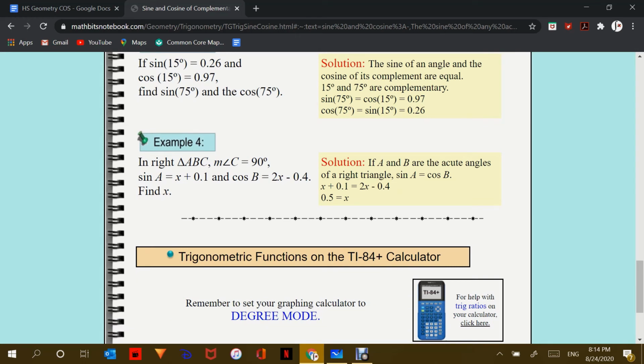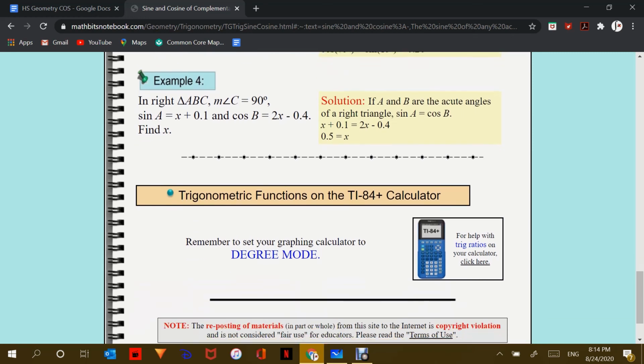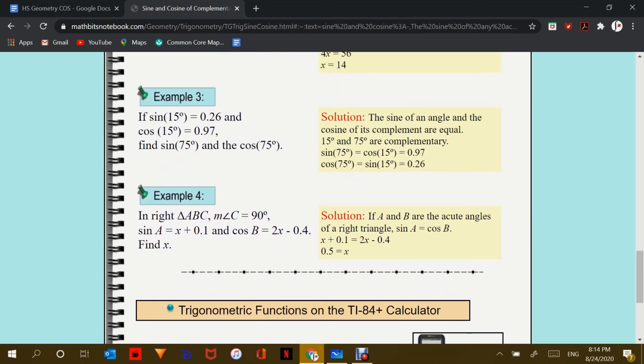In right triangle ABC, C is 90 degrees, so that's the right angle, and sine of A is equal to x plus 0.01, and cosine of B is equal to 2x minus 0.04. Find x. Again, we know that sine of A is equal to cosine of B, so we set these two values equal to each other: x plus 0.01 equals 2x minus 0.04. Then add 0.04 to both sides, you get 0.05, and subtract x from both sides, you get 0.05 is equal to x.